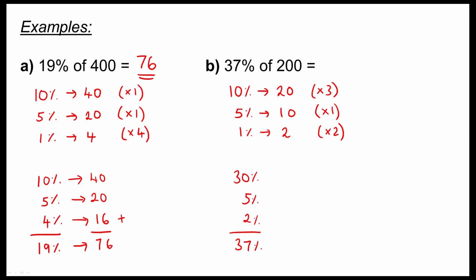I now need to think about what each of these percentages are equal to. So 30% is going to be 3 lots of 10%, so 3 times 20, which is 60. 5% we've worked out already is 10, and 2% is going to be 2 lots of 1%, so 2 times 2, which is 4. I'm going to add all of these together and get my total. So 0, 0 and 4 gives me 4. 6 and 1 gives me 74, meaning that my answer for 37% is 74.